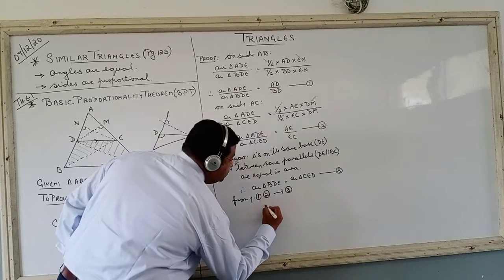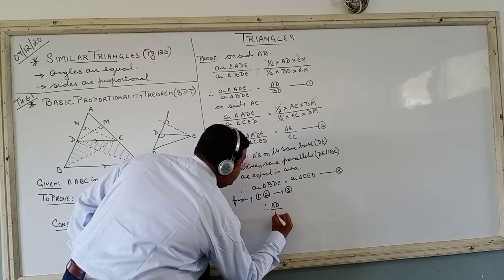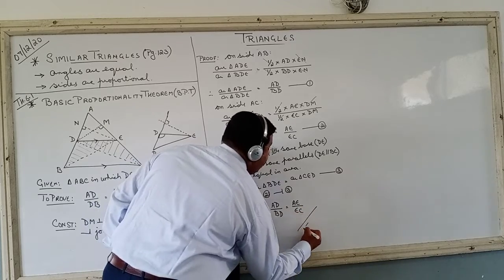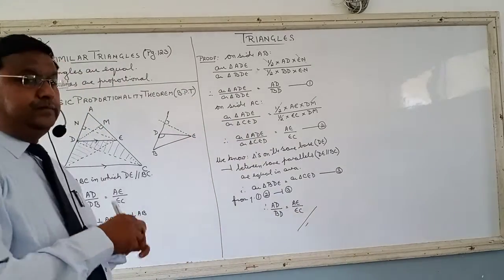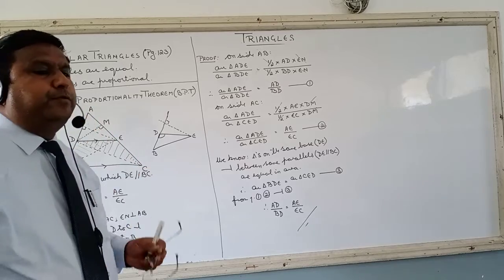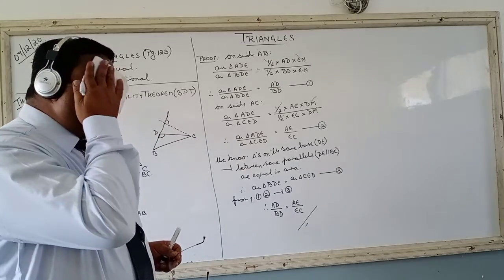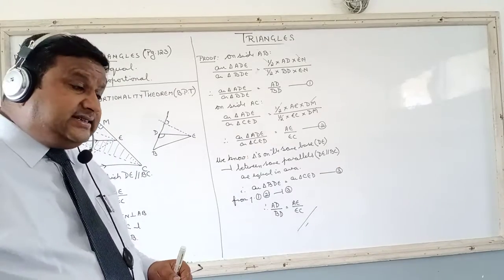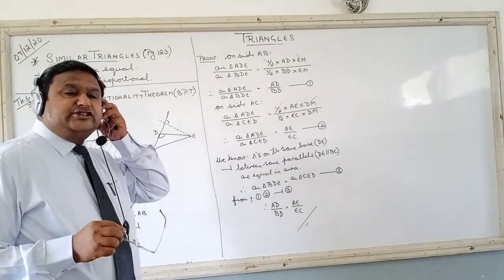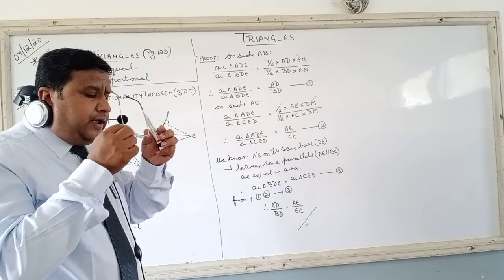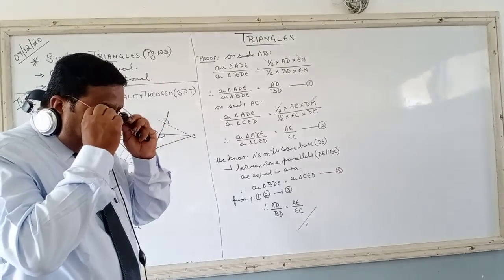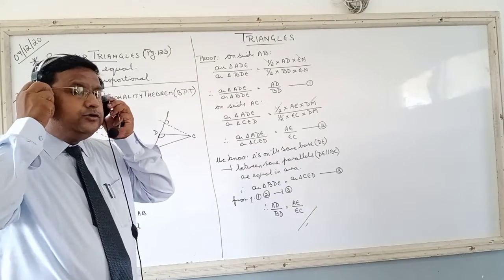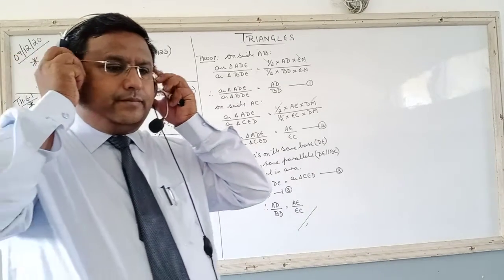So the right hand side is also equal. AD upon BD is equal to AE upon EC. Hence proved. This is the basic proportionality theorem proof. Students, it is a very important proof. Since there are only 2 theorems left in this chapter out of 4, the probability of asking this question is more, right?